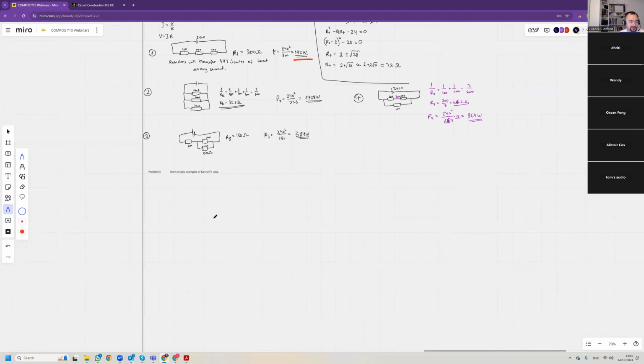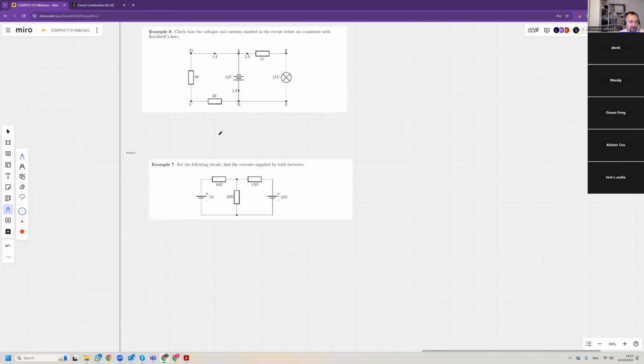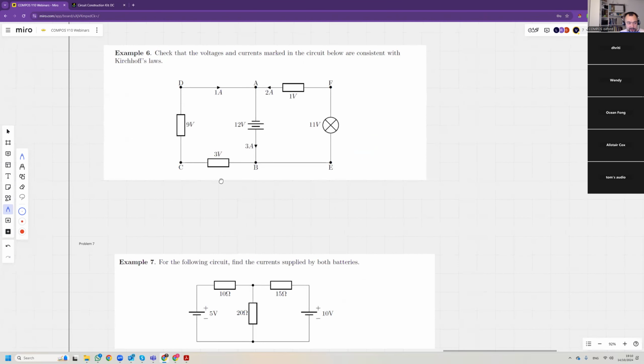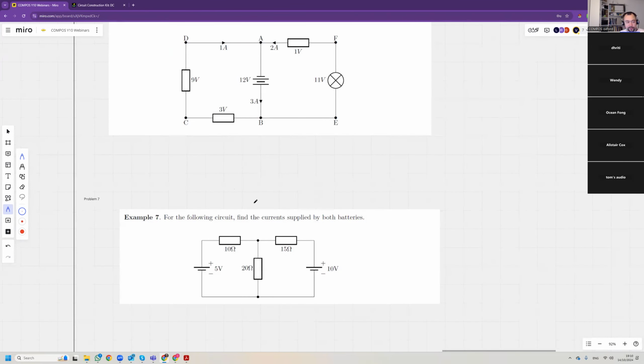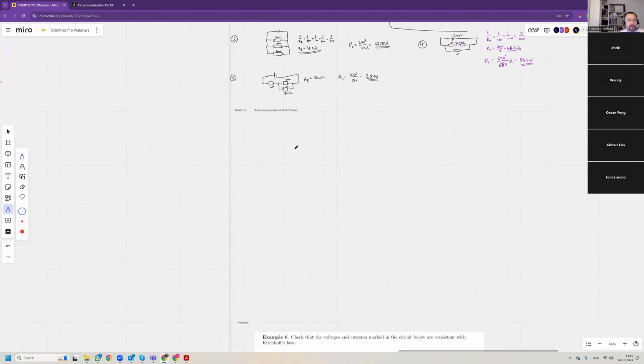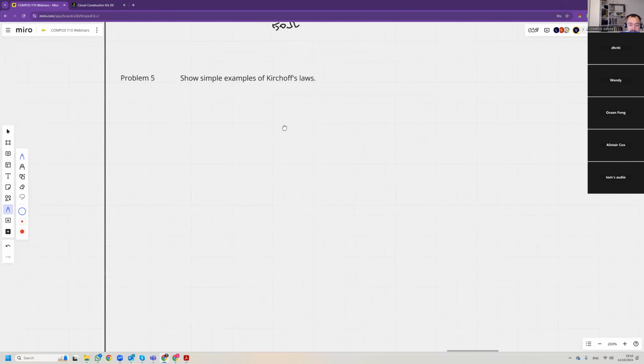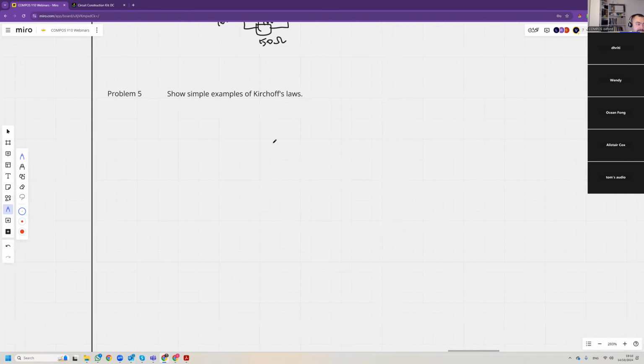Kirchhoff's laws. Well, these are examples from the assignment. So I really hope you would be able to follow with the Kirchhoff's laws. But let's just talk about Kirchhoff's laws in general, and if we have time, we'll get to the examples. So there are 2 Kirchhoff's laws.